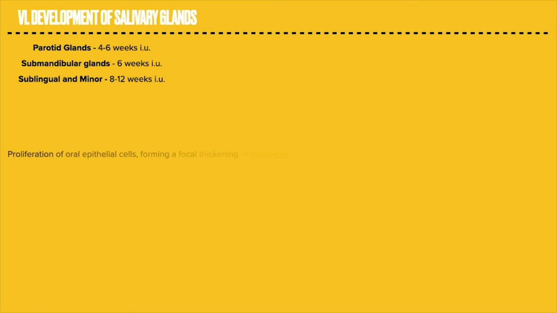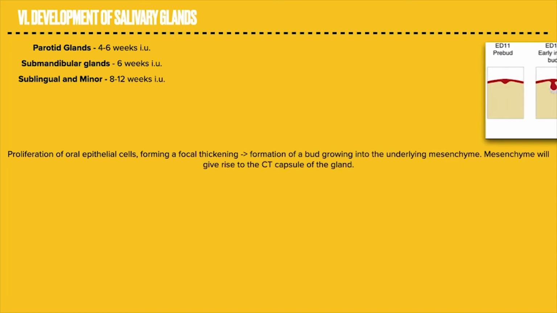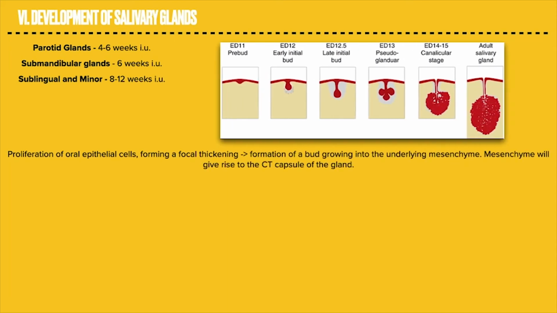In the development of the salivary gland, the parotid glands begin to develop at 4 to 6 weeks of embryonic life, the submandibular glands at 6 weeks, the sublingual and minor salivary glands at 8 to 12 weeks. Similar to teeth, the individual salivary glands arise as a proliferation of oral epithelial cells, forming a focal thickening that grows into the underlying ectomesenchyme.